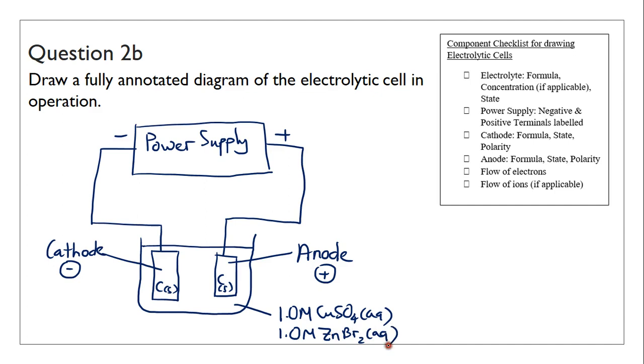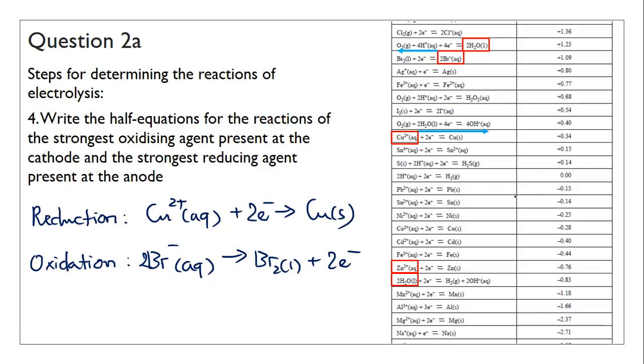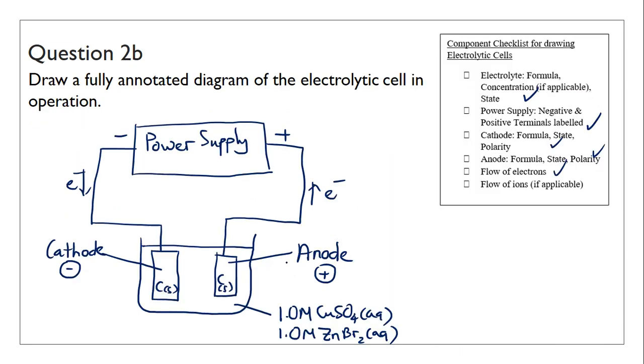Okay. We need to annotate flow of electrons. So electrons go here and then up. And let's think about, all right, so electrolyte, formula, concentration, state, power supply, cathode, anode, flow of electrons. Let's think about the ions flow. I don't think the ion flow is actually applicable in this case because there's no ion being formed. So there's some copper solid at the cathode and then some liquid bromine at the anode. So you don't have to do the ion flow in this case, so not applicable.